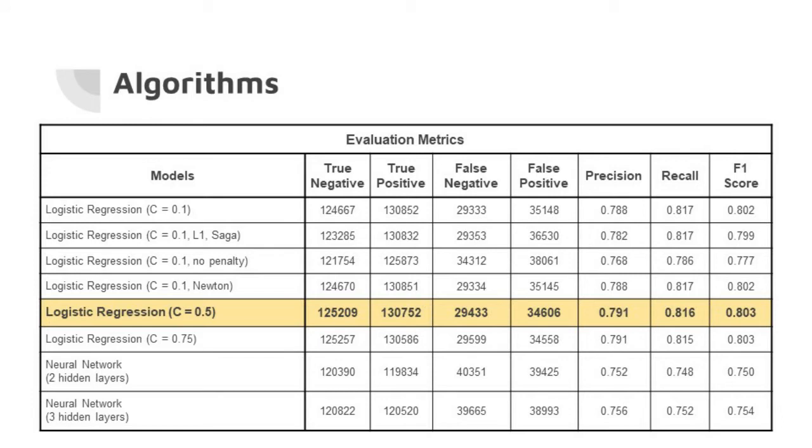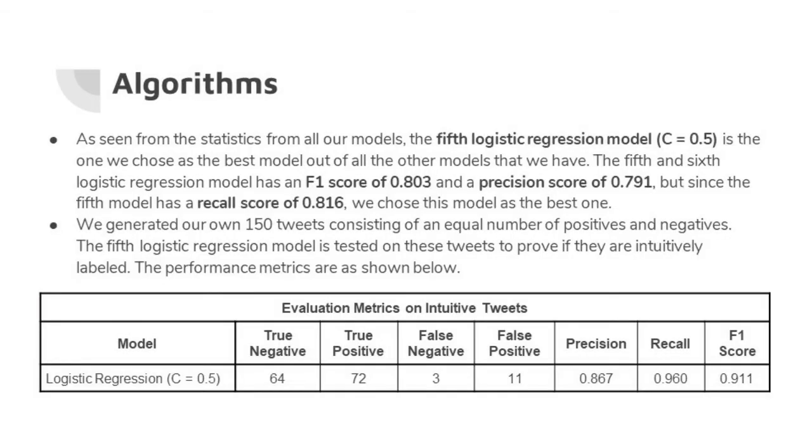Algorithms. We use 6 logistic regression models and 2 neural networks. Shown are the performance metrics for each of the models. Highlighted is our best model out of all of them. As seen from the statistics from all our models, the 5th logistic regression model is the one we chose as the best model out of all the other models that we have.